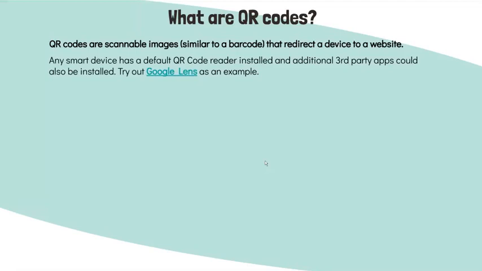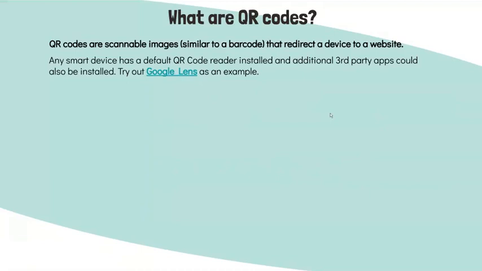Smart devices these days have QR code readers installed on them by default. All of them have QR readers. Most of them work 100% fine, so you don't really need to bother with something else. If you want to add something, I recommend adding Google Lens. It's got lots of very cool functionality to it.